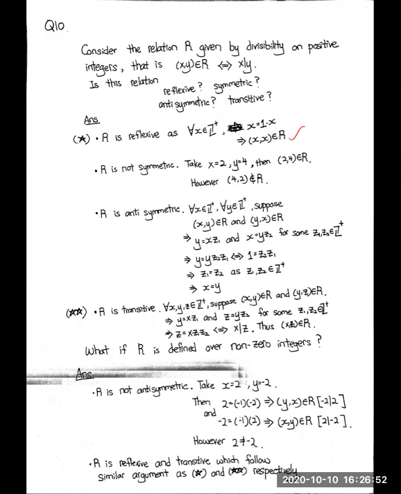Because we can say that if 4 divides 2, then this implies that 2 is equal to 4 times half. This half is not an element in the set of integers. So this is impossible.